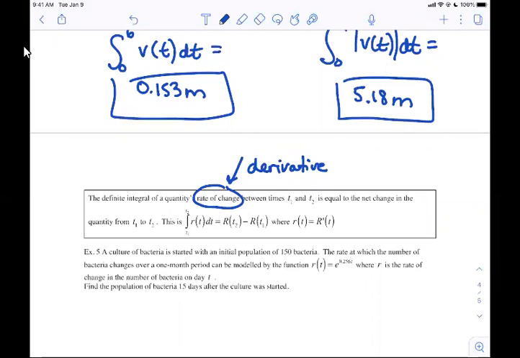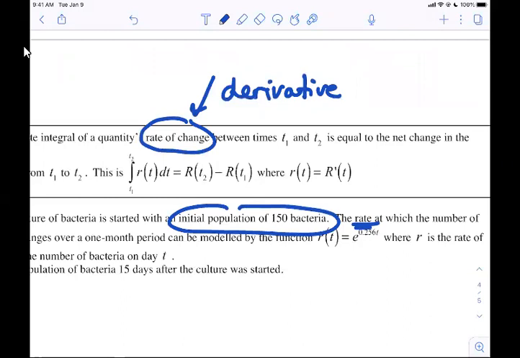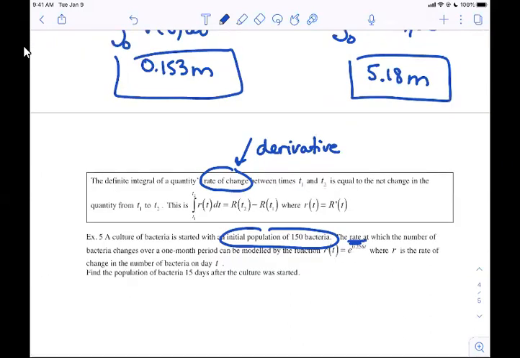So you're integrating it. If you look at example 5, and this has really good applications, it says a culture of bacteria is started with an initial population of 150 bacteria. That's going to be important. That's the initial population. The rate is a derivative. Let me say that again. A rate is a derivative. It says the rate at which the number of bacteria changes over a 1 month period is modeled by R of t equals e to the 0.256 t power, where R is the rate of change.